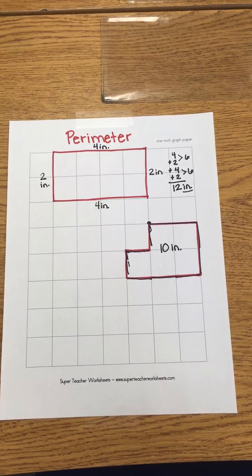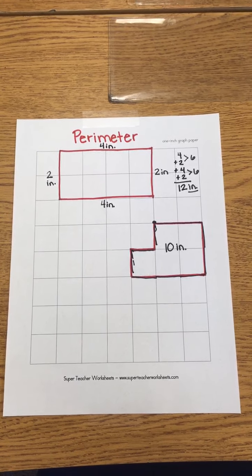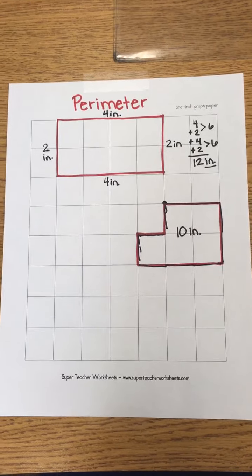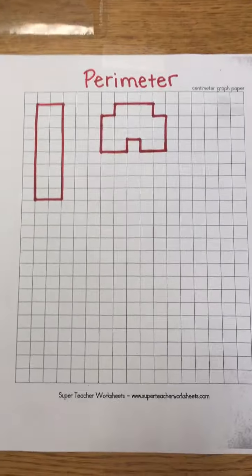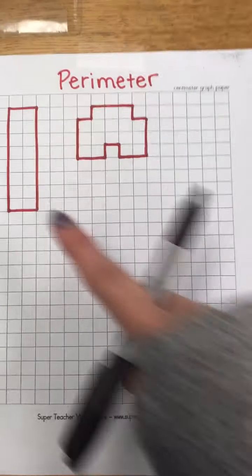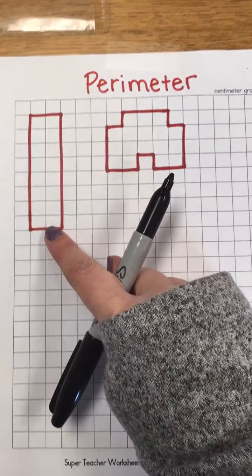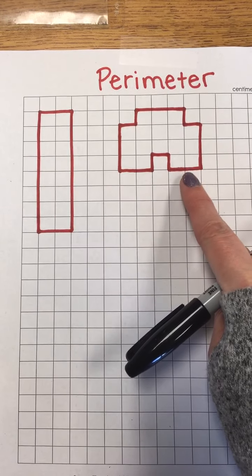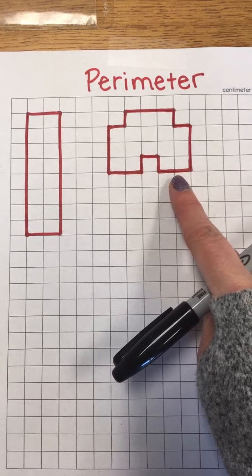If you want to pause the video, that's totally fine and practice, or you can keep it playing, and we are going to move on to our smaller grid paper, and we're going to keep practicing perimeter. So remember, we have our regular rectangle shapes and we have our irregular shapes. So this time I'm going to start with the irregular shape.